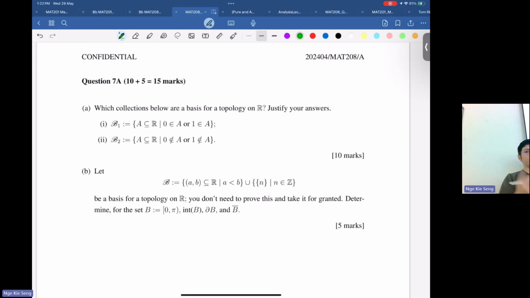So the next question is about a basis for a topology. Whether 1 and 2 are a basis or not. And then B, I think B is a bit tricky.